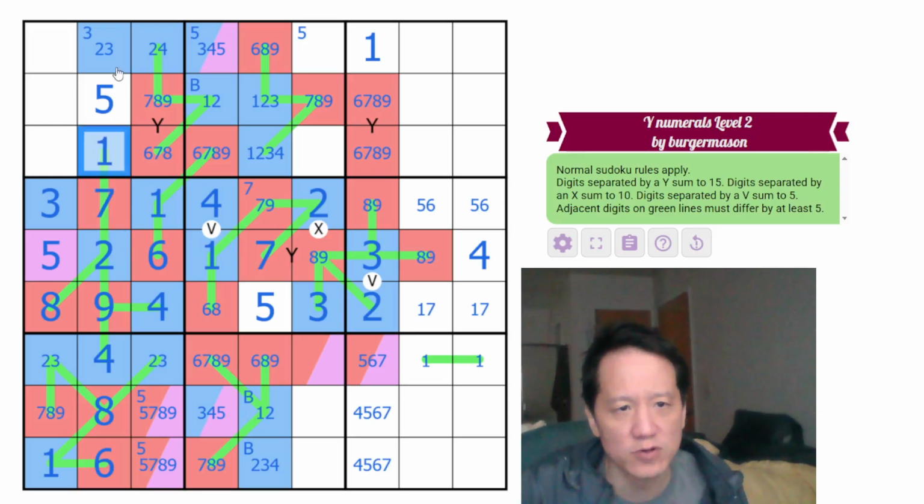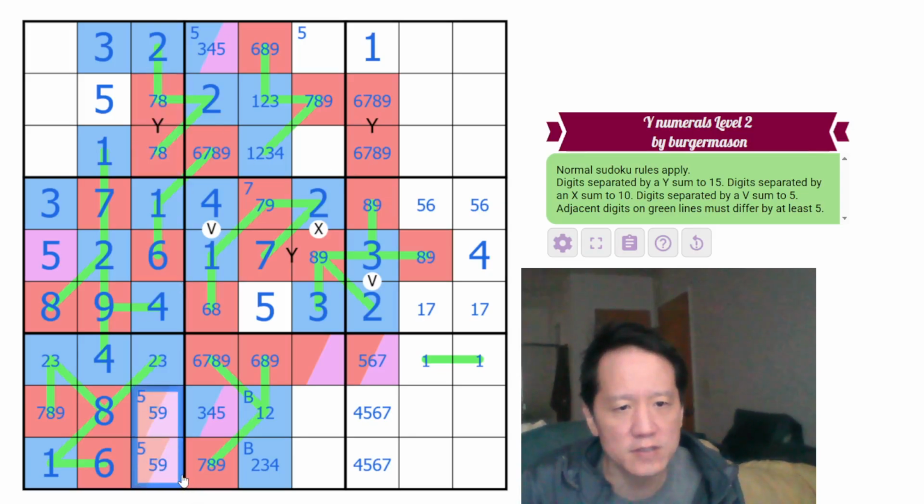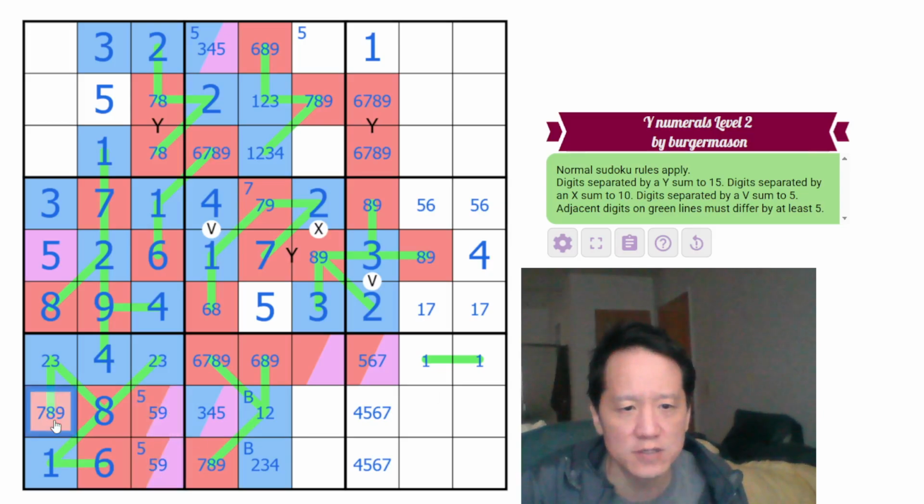Therefore, this must be 1, which makes, because that 3 cannot be next to a 7, so this must be a 3. This has to be 2. This can't be 1, so this is 2. 2 cannot be next to a 6 and a 9, so this has to be 7 and 8. So these can't be 7 or 8, which forces this to be a 5-9 pair, which eliminates 5 and 9 from the rest of the box.